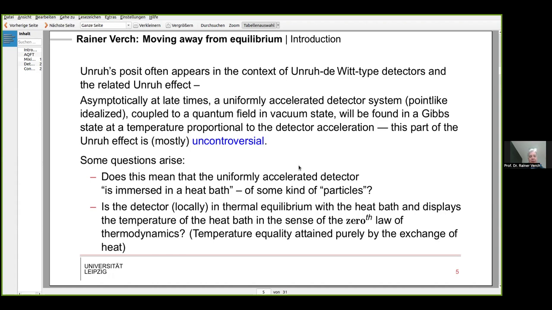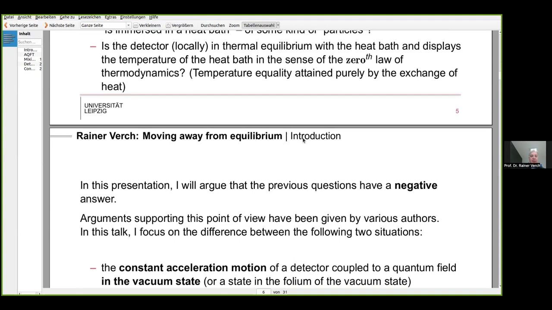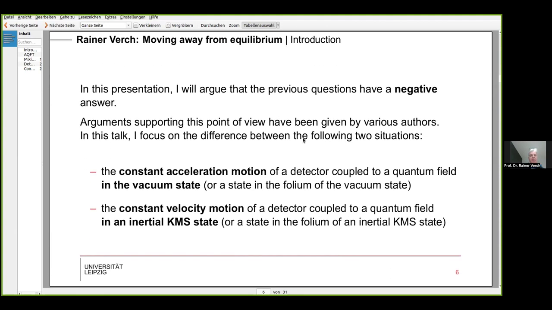And the important question in some sense, because it has some conceptual consequences and some conceptual underpinnings, is the following. Does this mean that a uniformly accelerated detector is immersed in a heat bath of some kind of particles? And is the detector locally in thermal equilibrium with the heat bath and displays the temperature of the heat bath in the sense of the zeroth law of thermodynamics? So is the temperature equality attained purely by the exchange of heat? And in this presentation, I will argue that the previous questions have a negative answer.